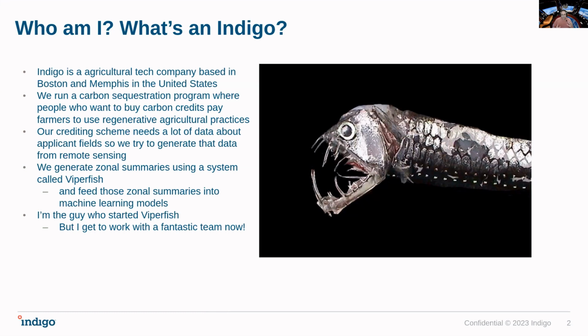To do that, we have a lot of soil scientists, we have a lot of scientific validation, but our model requires extensive data, oftentimes way more data than actual farmers can provide. So we try as much as possible to augment that manual data with remote sensing data. To do that, we generate zonal summaries using a system called Viperfish. I'm the guy who came up with Viperfish, even though I work with a wonderful team now. And we take those zonal summaries, feed them into machine learning models.